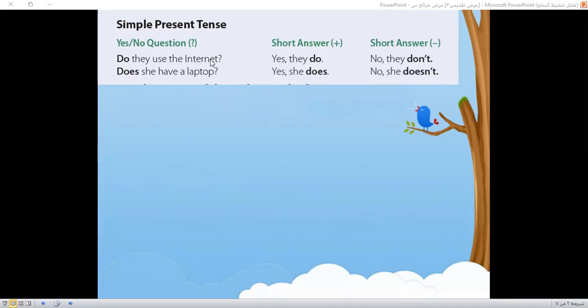Do they use the internet? The answer: yes, they do, or no, they don't. I need to pay attention here to the auxiliary verb do and also does. I use do with what? Can someone remind me? What are the pronouns that I use with do?